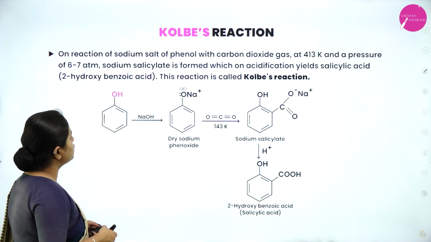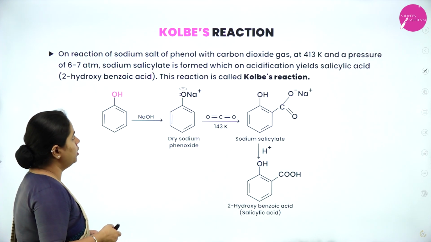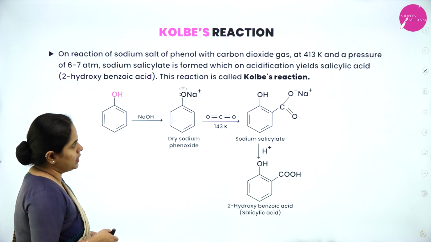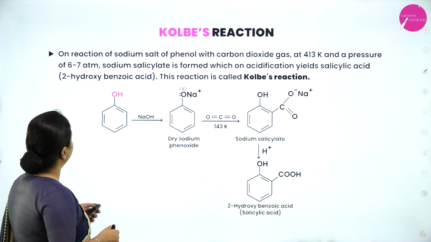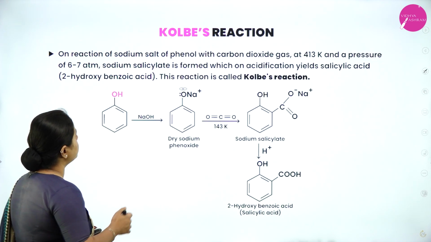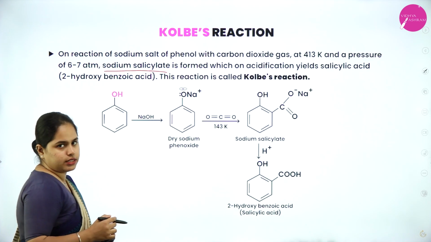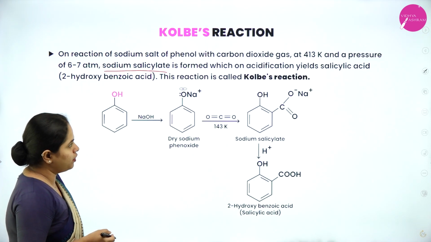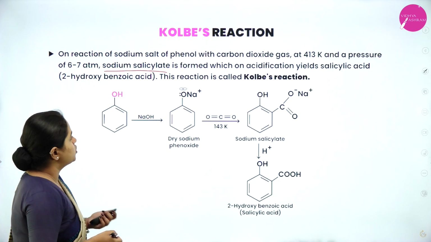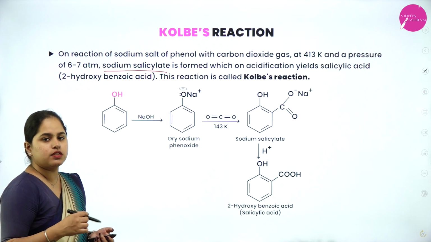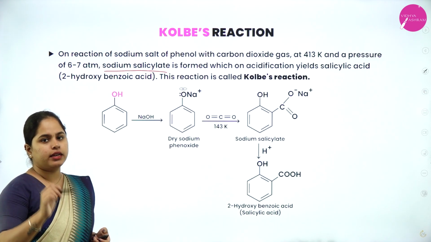The next one is Kolbe's reaction. On reaction of sodium salt of phenol with carbon dioxide gas at 413 Kelvin and a pressure of 6 to 7 atm, sodium salicylate will be formed first, which on acidification yields salicylic acid. So this reaction is called Kolbe's reaction. This is a very important reaction as it is a named reaction.